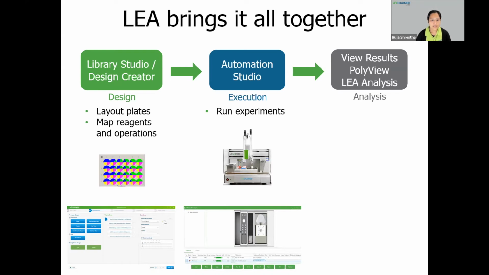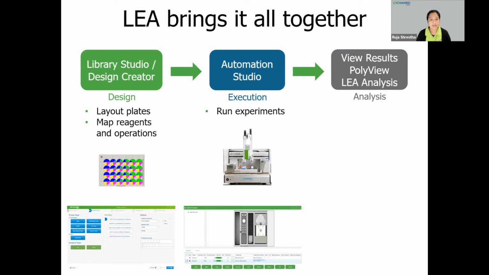The Library Studio design that you create is read into the Automation Studio component, which controls the robot. You do not need to program the robot at all to run your experiment. Automation Studio reads the step-by-step recipe that you have created in Library Studio and runs your experiment just the way you have it designed.